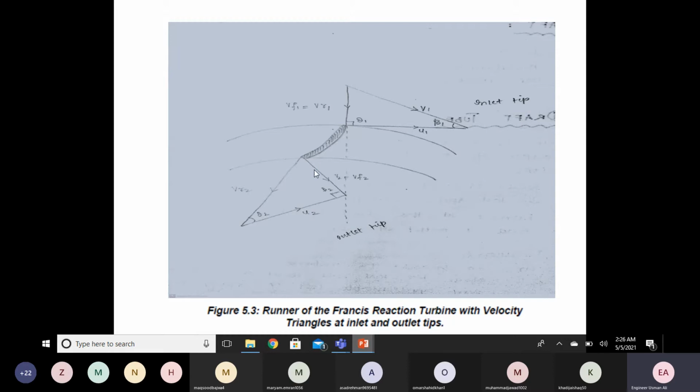Similarly, you have to make this triangle at the outlet. Inlet means where the water is entering, and outlet means where the water is leaving the runner. So in an inward radial flow reaction turbine, water enters from the outside and leaves at the center. That's why this is the inlet and this is the outlet. VF2, VR2, V2, U2, beta 2, theta 2 are the corresponding values at the outlet tip of the blade of the runner. So this is the triangle that you have to make in the space 5.3.